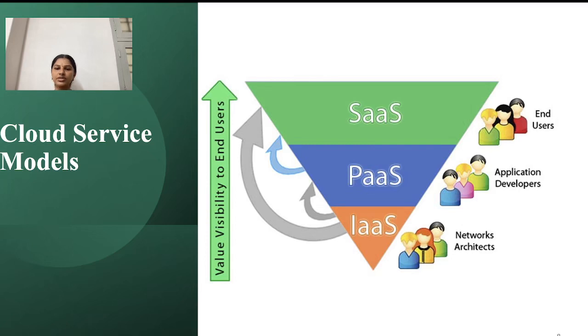And next we are going to see the platform as a service. Here the cloud service provider develops a platform for the programmers. The programmers can develop, test, and deploy the applications provided by the cloud providers. The best example for PaaS is Google App Engine and Amazon Elastic Beanstalk.